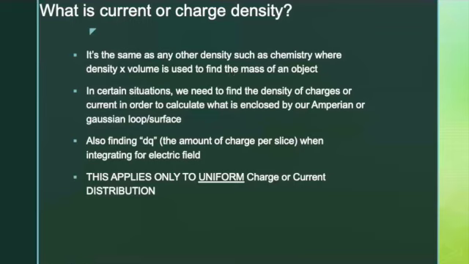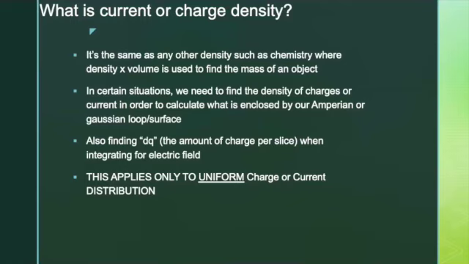For anyone that's had chemistry, it's the same as any other density, right? Density times volume is how we get the mass of an object. In chemistry, we're using the density of that object, how spread out the molecules may be within it. But in terms of physics 2, we're going to need to find the density, our charge density, that can be linear, surface, volume, or our current density, when we're doing either Ampere's law, if you've gotten to magnetism yet, or Gauss's law for electric fields.